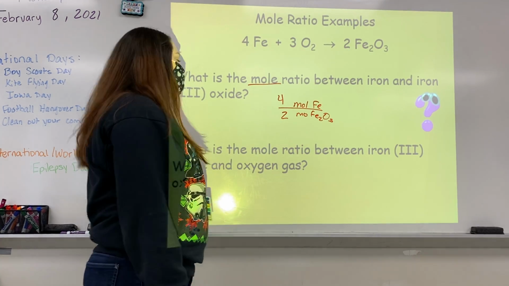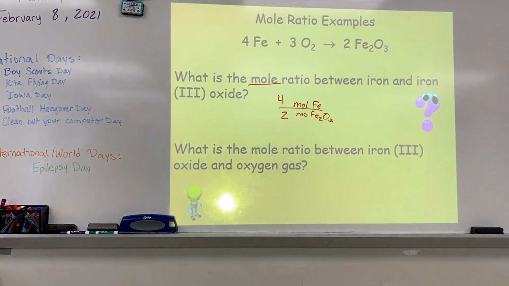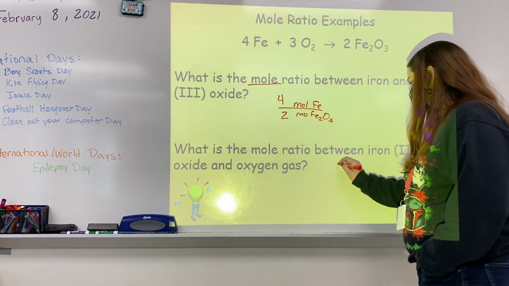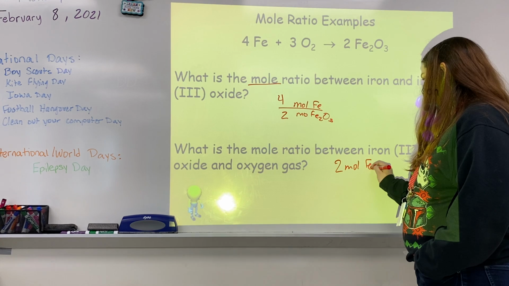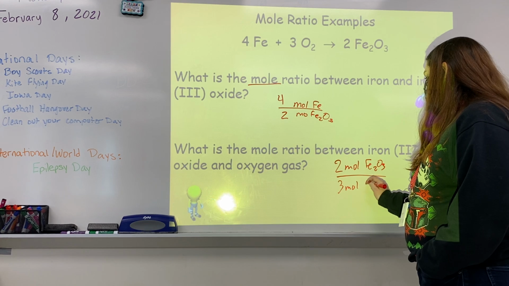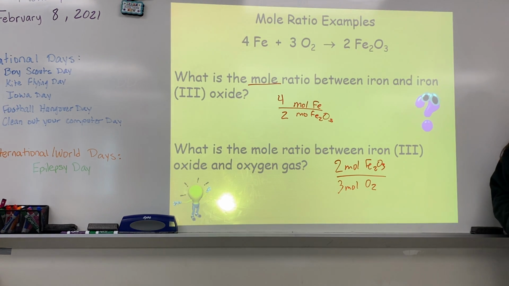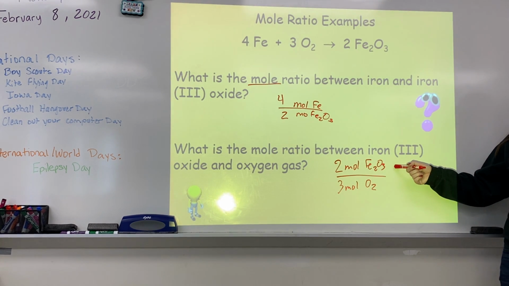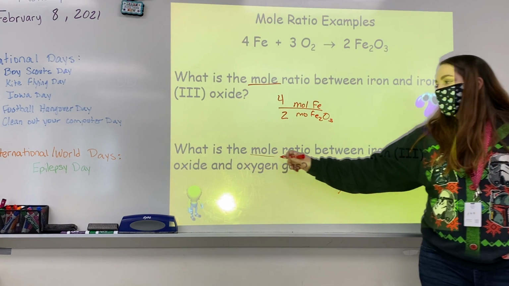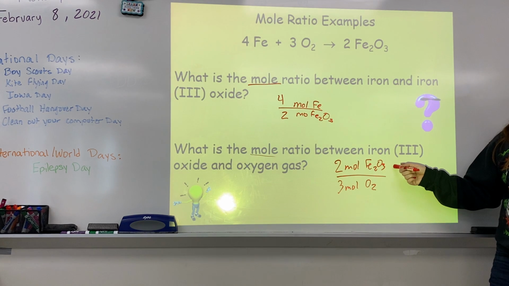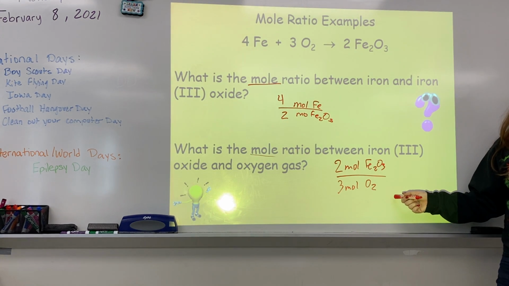Okay? So then what would the mole ratio be between iron 3 oxide and oxygen gas? Yes, Will? It would be 2 moles of iron oxide over 3 moles of oxygen. Perfect. So that is your mole ratio between iron 3 oxide and oxygen. Moles of iron 3 oxide would go on top because a mole ratio is moles of one thing over moles of another thing. So your moles of iron oxide over your moles of oxygen gas.